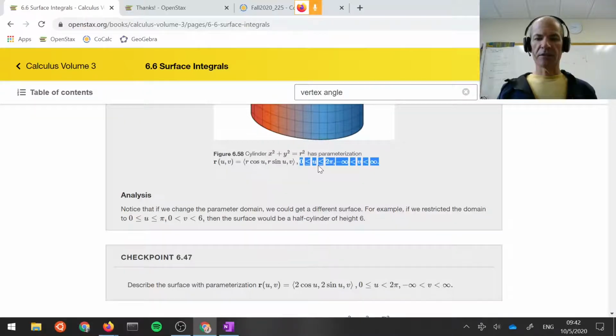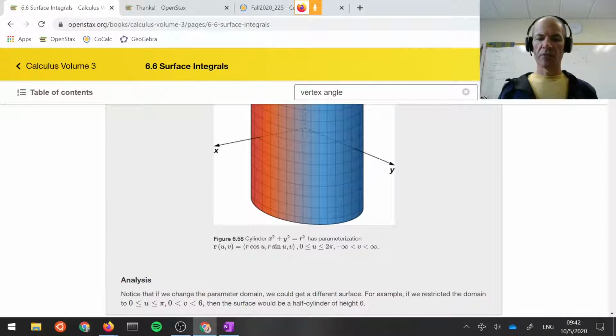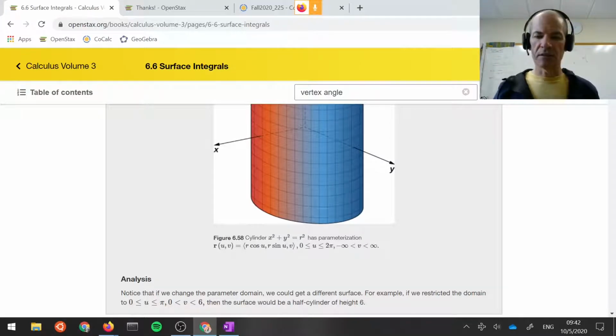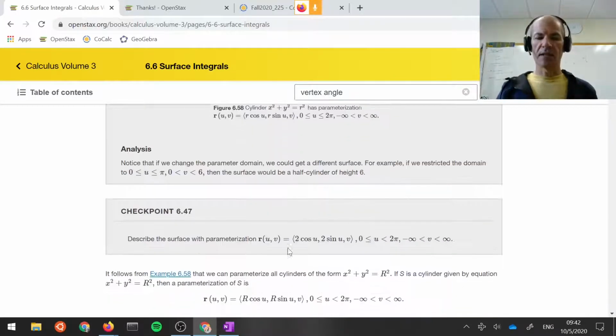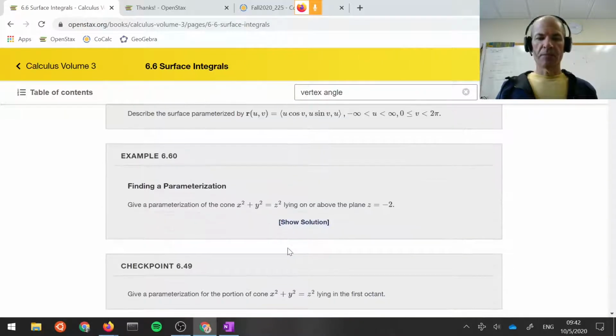So it looks like they fixed the typo here. A general cylinder of radius r: the horizontal cross sections are going to be circles of radius r, r cosine u, r sine u, and then v is going to move those circles up and down along the cylinder to trace out the entire object. All right, let's keep going here.